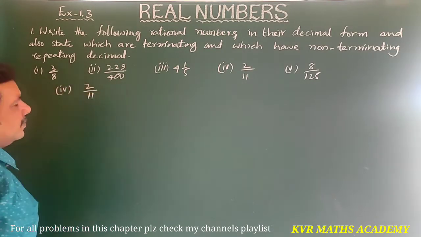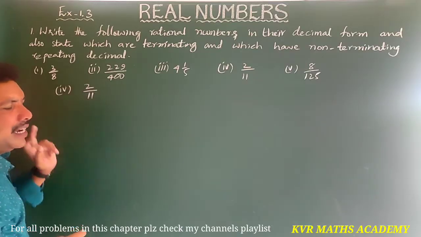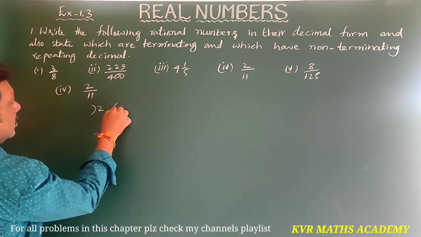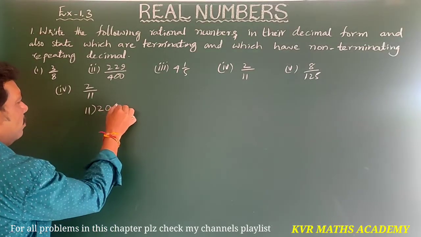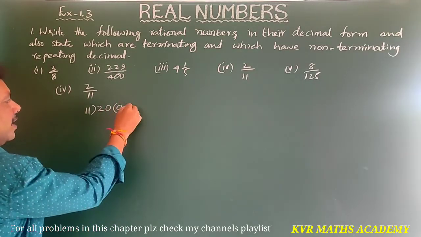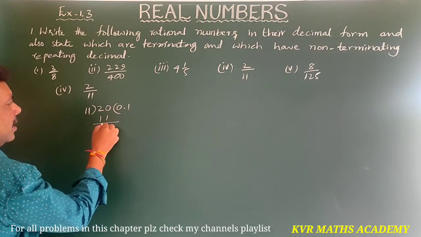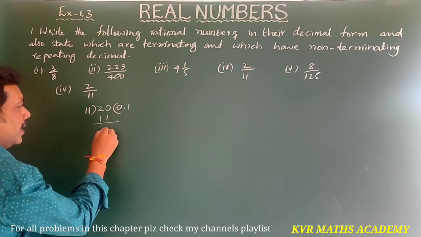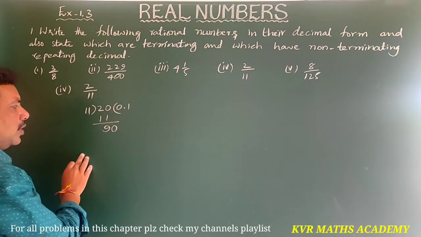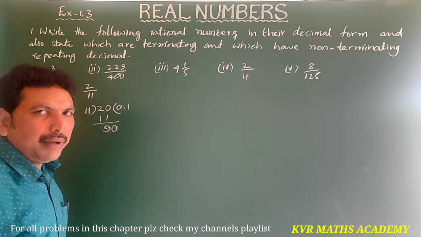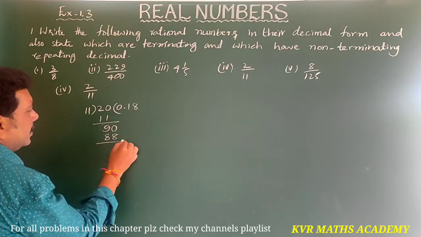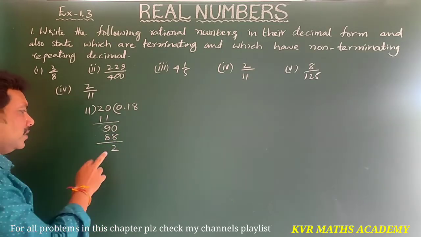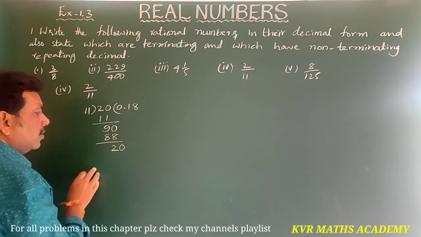2 by 11. Let us divide 2 by 11. 11 does not go into 2, so keep the 0 and put the point here. 11 ones are 11, so 9 is the remainder. Again keep 0 here. In 90, how many times? 11 8s are 88. 2 is the remainder. Next, again put 0 here.